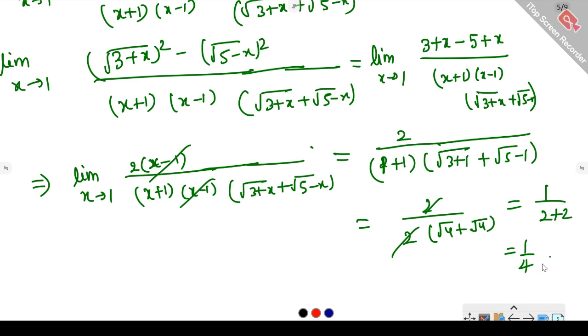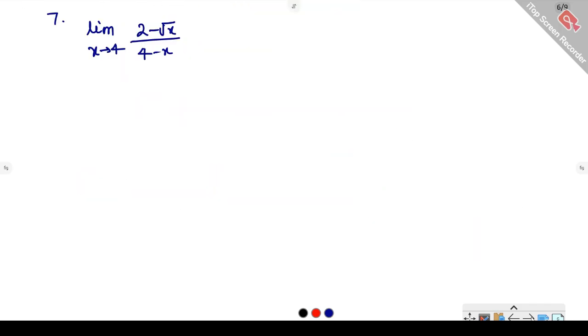Thus we have understood in this video how we can apply the rationalization method to obtain the limit. So again we have another problem: limit 2 minus under root x over 4 minus x. We again multiply by the conjugate 2 plus under root x, and we can apply the previous methods to find this limit. So I will leave this problem for you.